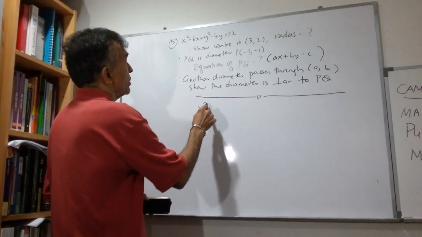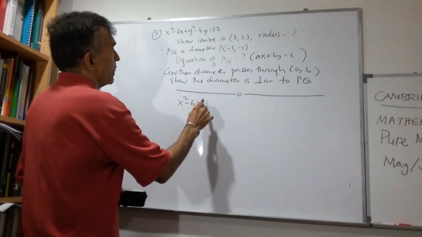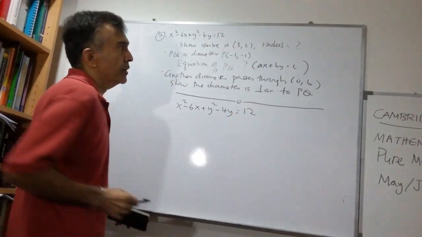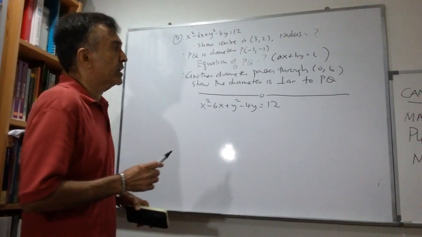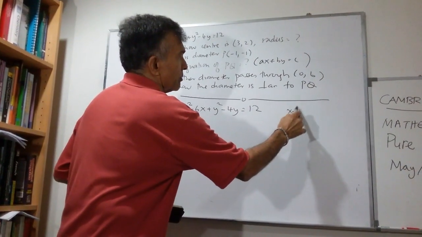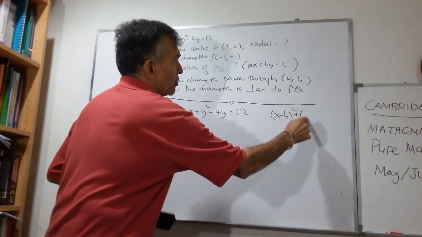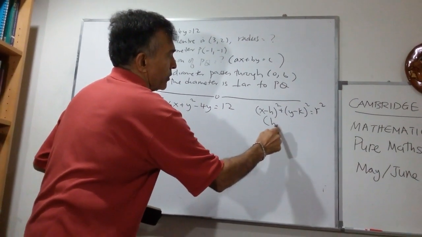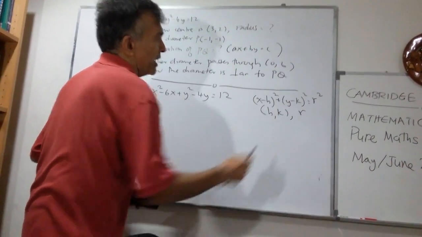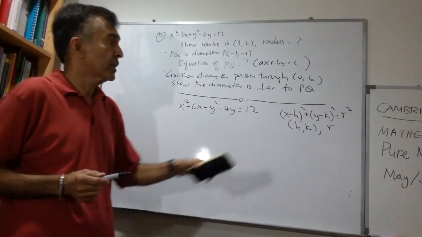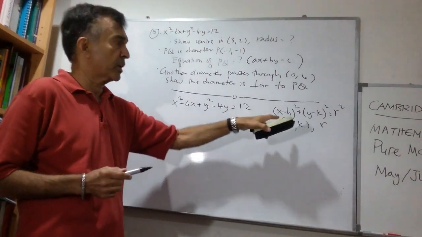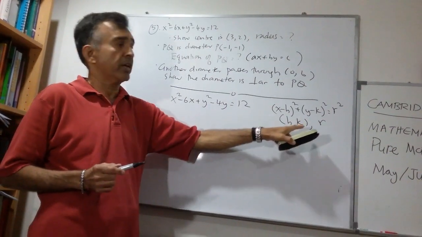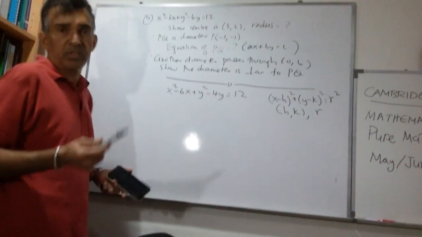Let's start with x squared minus 6x plus y squared minus 4y equals 12. We are trying to write it in the form (x minus h) squared plus (y minus k) squared equals r squared, where we have center (h, k) and radius r. We want to write it in that form so that we can deduce the center is (h, k) and the radius is r. So, what's the idea here?